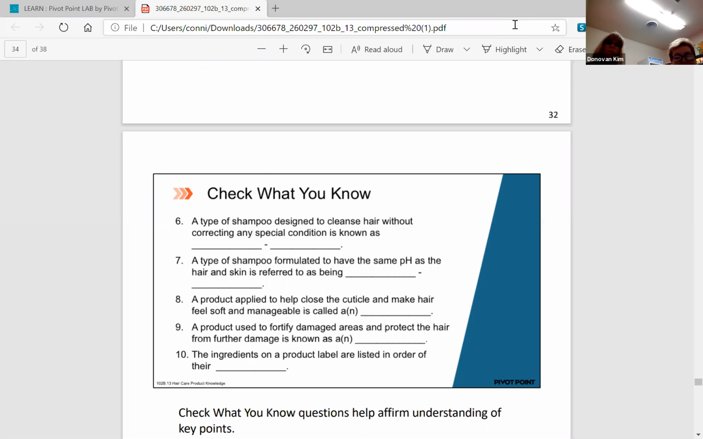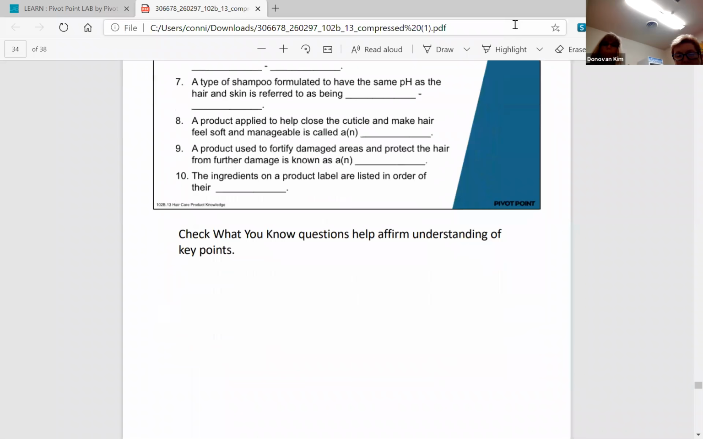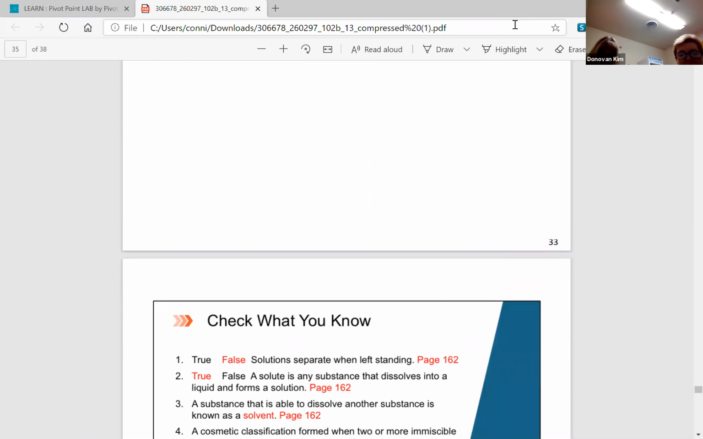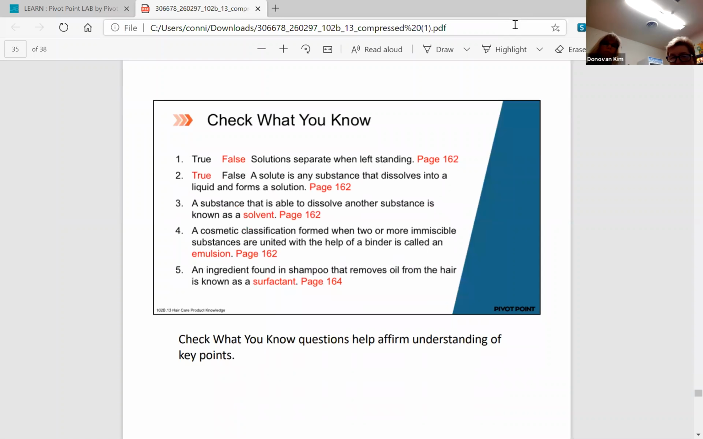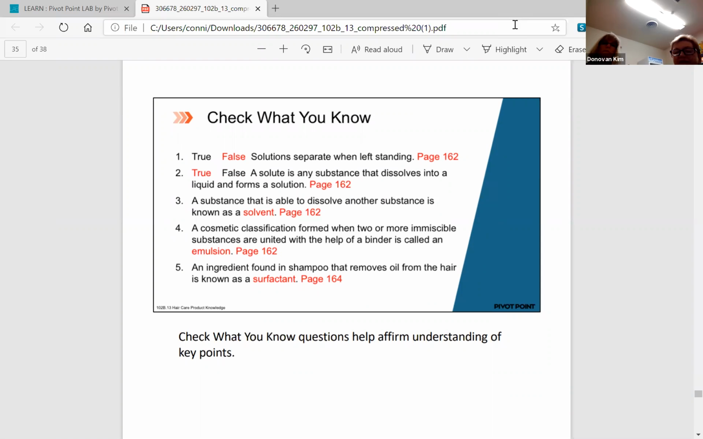Are the ingredients of a product label listed in the order of their concentration? Okay. Well, let's see how well we did. All right, so we had false for the first one, true for the second one. Okay, substance, yeah, that's the solvent. Okay, and then the cosmetic classification, emulsion. I kept thinking it was a shampoo. Oh, 5 was surfactant. That's one I didn't get right. Well, I was thinking it was like clarifying shampoo or something. Okay, so I was wrong on that one.